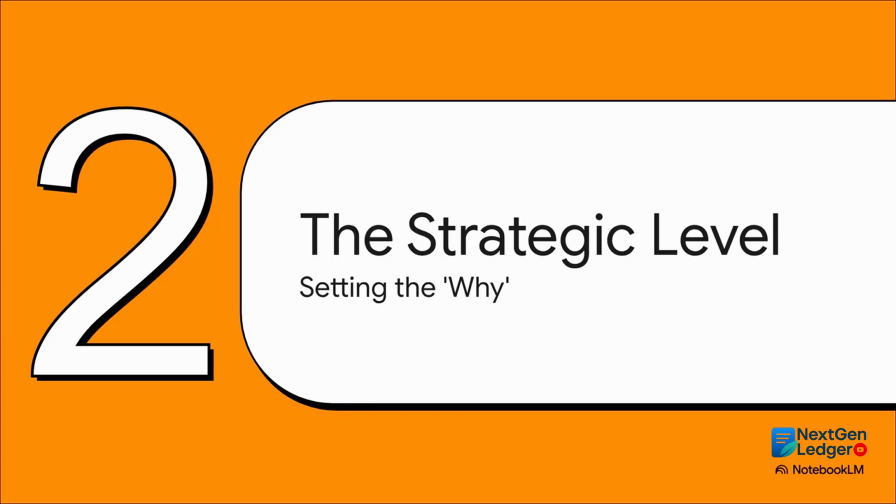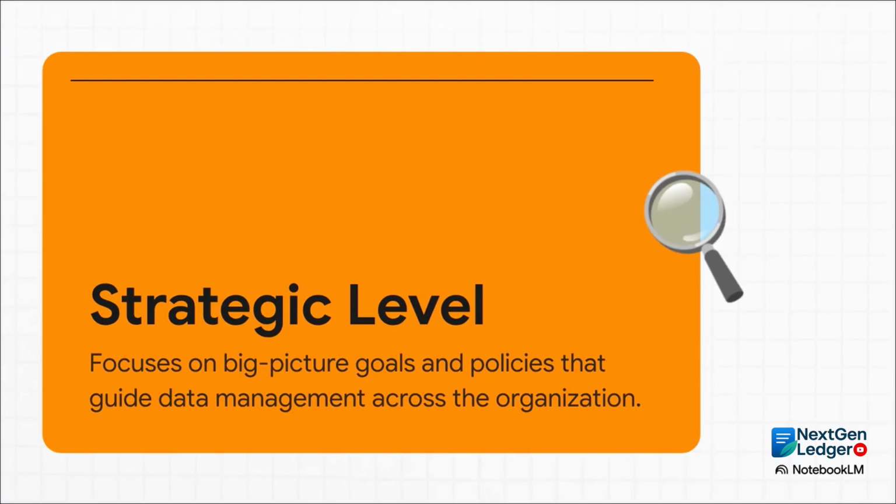First up, the strategic level. This is the 30,000-foot view, the view from the very top. We're not worried about tiny details here. This is all about defining the why. Why are we even doing all of this with our data? Basically, the strategic level is where you set those big picture goals and create the major policies. Think of it like the North Star for your data. It guides every single decision that gets made all across the company.